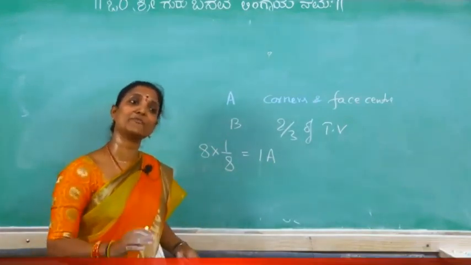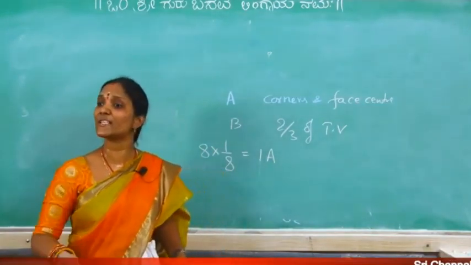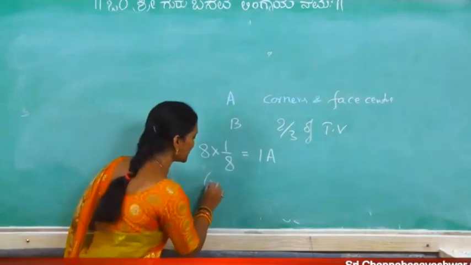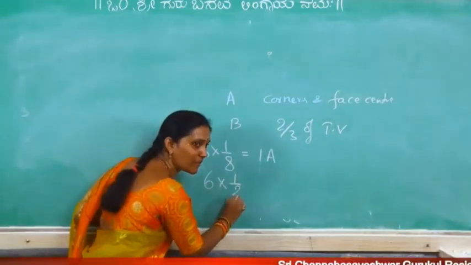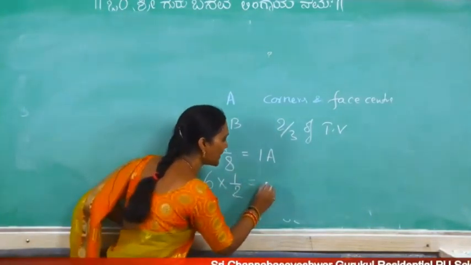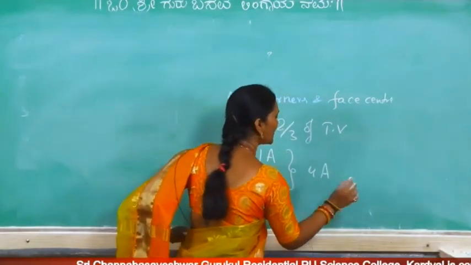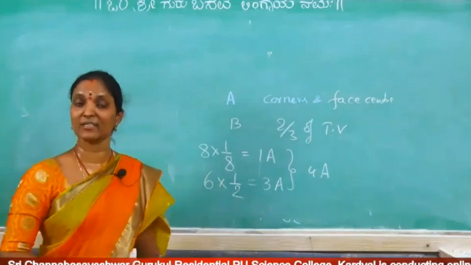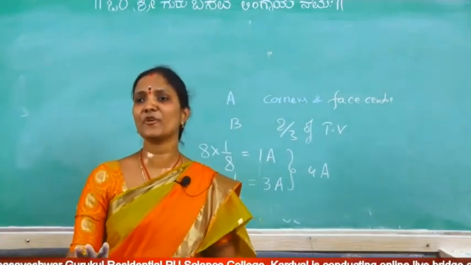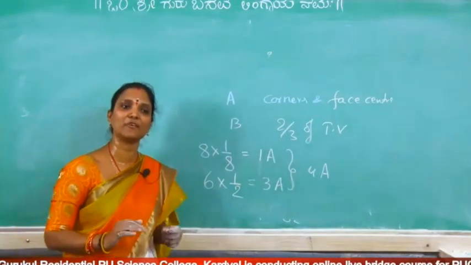And the position of A, face center also. How many face centers? 6 face centers. Contribution 1/2 per face center. So how many A are we getting? 3A. Total how many A? 4A. Nothing but the number of particles. So how many particles are we getting? 4 particles. The number of spheres is 4.